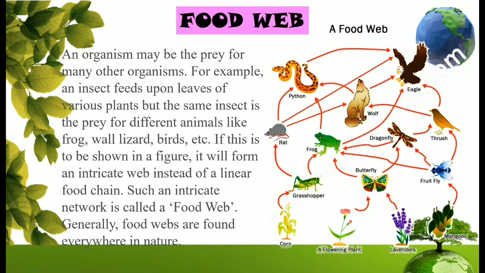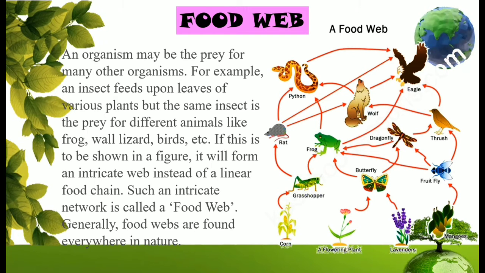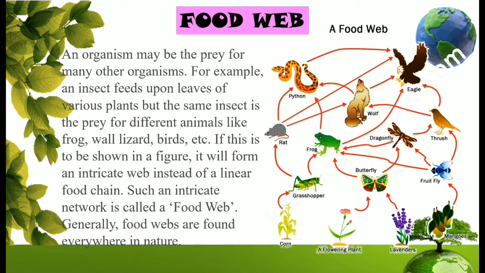ठीक है, there could be many other animals as well. तो उन सब के लिए वो applicable है, ये वो सब उसे खा सकते हैं. For example, an insect feeds upon leaves of various plants, but the same insect is the prey for different animals like frog, wall lizard, birds, etc. If this is to be shown in the figure like this, it will form an intricate web instead of a linear food chain. Such an intricate network is called a food web.